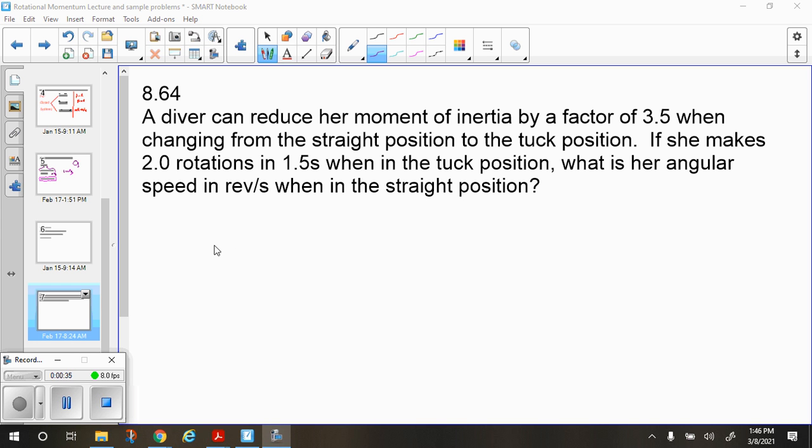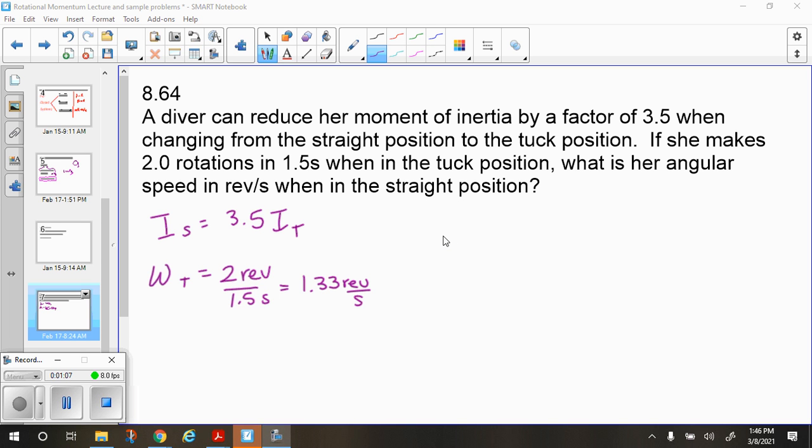So we know that momentum must be conserved, right? First let's write out the things that we know. We know that the moment of inertia in the straight position is equal to 3.5 times the moment of inertia in the tuck position. We also know that the angular velocity in the tuck position is equal to 2 revolutions or rotations in 1.5 seconds. So that gives us 1.33 revolutions per second.